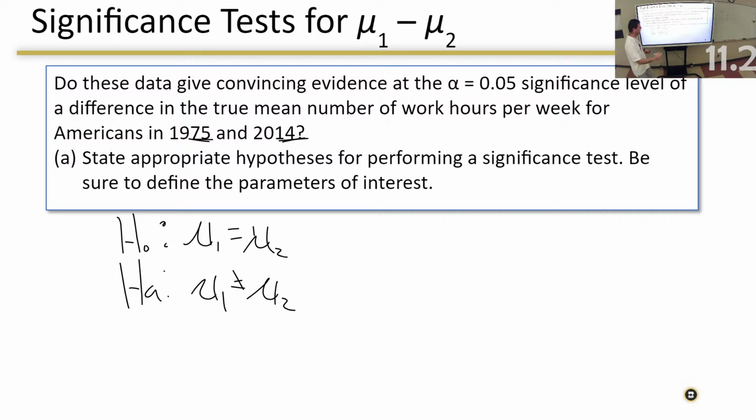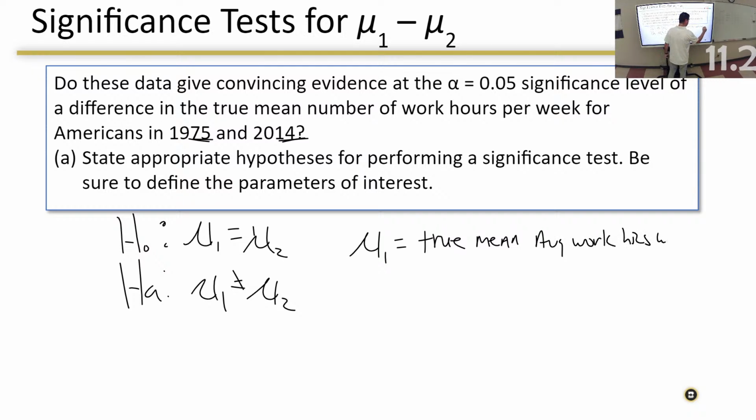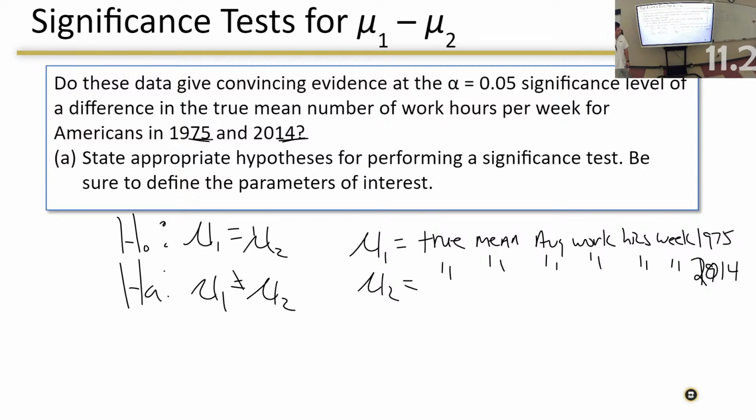Then don't forget to define. Mu 1 is the true mean average work hours per week in 1975. Mu 2 is the true mean average work hours per week in 2014. Beautiful. Perfectly acceptable.